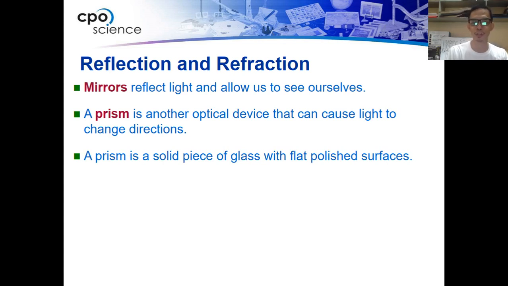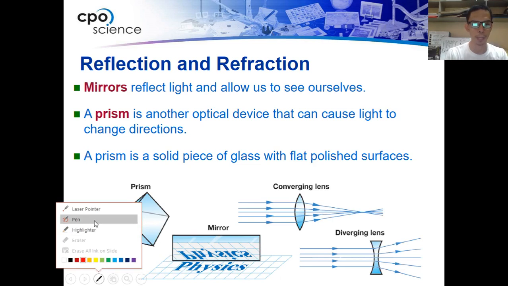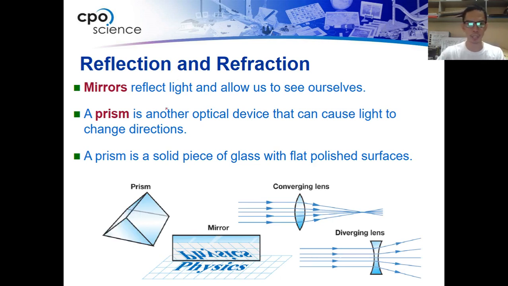A prism is a solid piece of glass with flat polished surfaces. So a prism looks like the one that we have right here. We'll turn on our pen. This is a typical prism. If you know a prism, it looks like this, right?